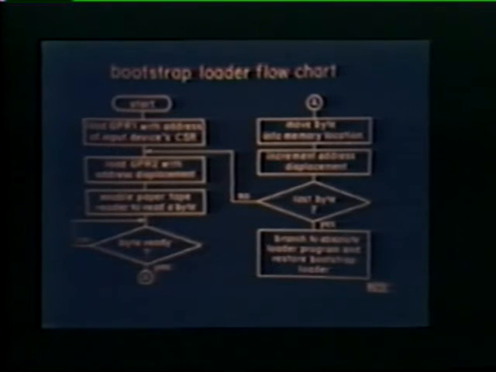The bootstrap loader program starts by loading general purpose register 1 with the address of our input device's control and status register. General purpose register 2 is then loaded with an address displacement. Next, the paper tape reader is enabled, allowing it to read in a byte of information. This byte of information is then moved into a memory location. The address displacement is now incremented, and the process continues until we read in the last byte. At this point, the processor branches to the absolute loader program and restores our bootstrap loader.